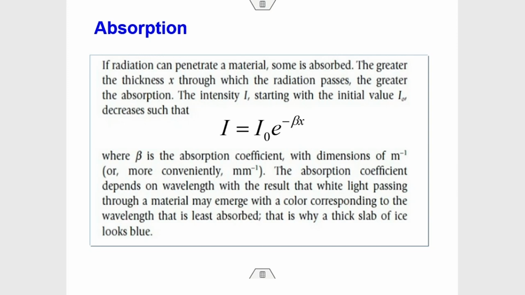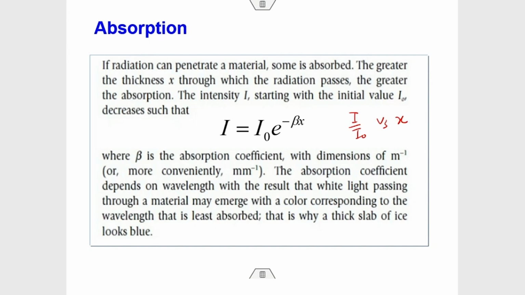So the intensity of light, which starts with initial value I0, decreases by this equation, I = I0 exponential minus beta x. This is a very standard equation which has been followed in optics for a long, long time. And here beta is nothing but the absorption coefficient. So if I plot I by I0 versus x, this will be an exponential curve with negative sign, because beta has a positive value.